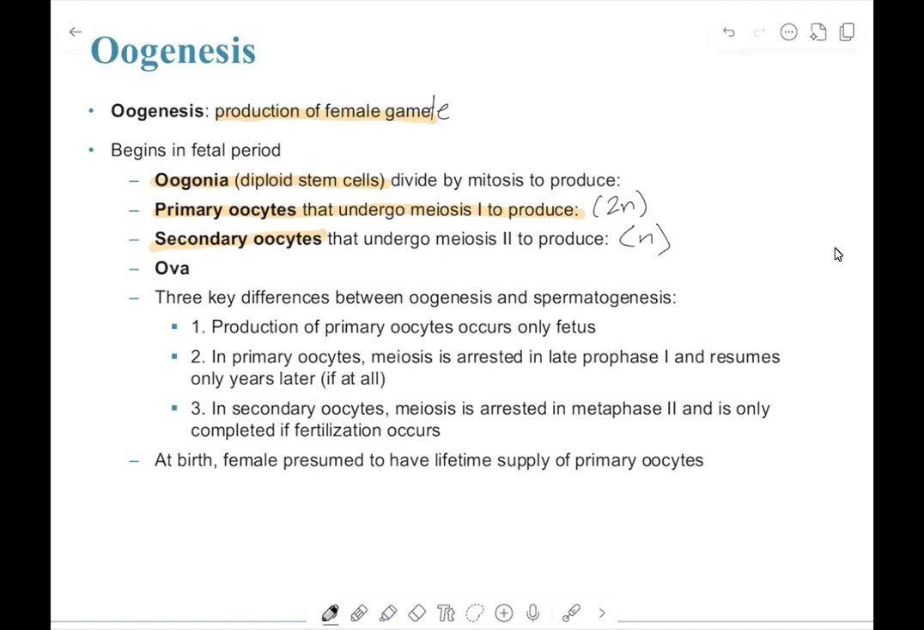So some of the key differences here between oogenesis and spermatogenesis is that the production of the primary oocyte occurs only in the fetus. In males, sperm production doesn't begin until puberty. Also, the primary oocyte, the meiosis actually pauses, is arrested at late prophase 1. And that's a very important part because late prophase 1, as you recall from the meiosis videos, is going to increase genetic variability.